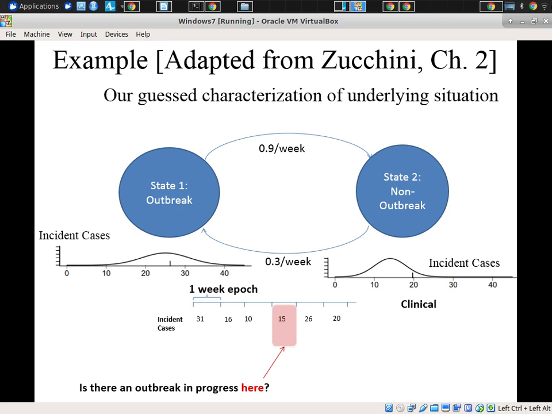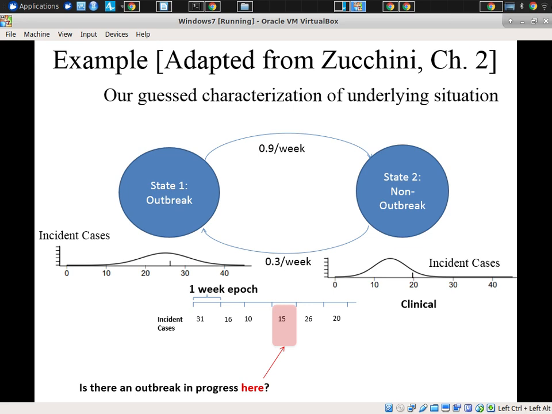So here we go. Ladies and gentlemen, suppose that we have two states, non-outbreak and outbreak. State two is non-outbreak, state one is an outbreak. And the idea here is that in a non-outbreak state, we'll have some distribution for the number of incident cases of possible foodborne illness that are reported. And that distribution will have a lower mean and peak value. So maybe around 15, 14, something like this.